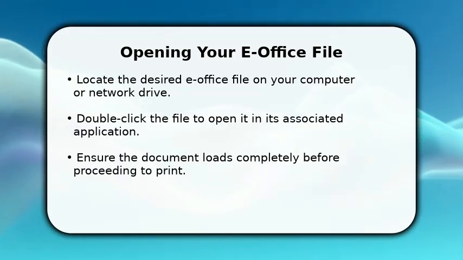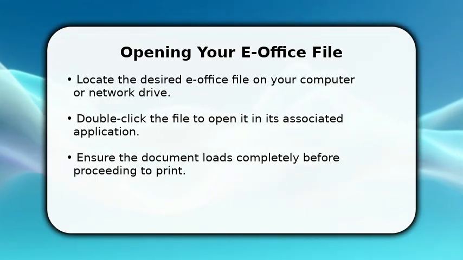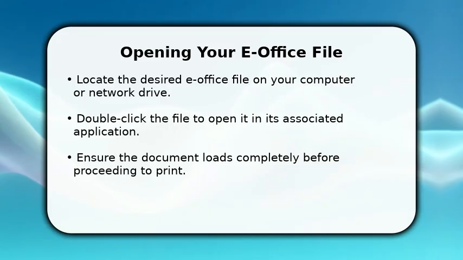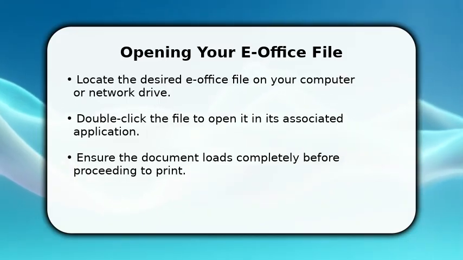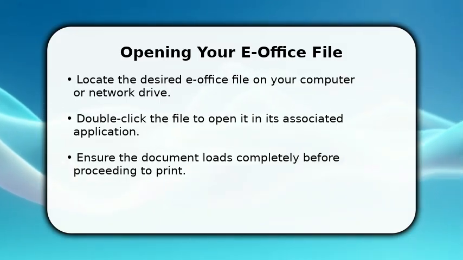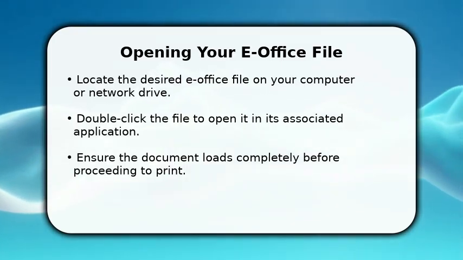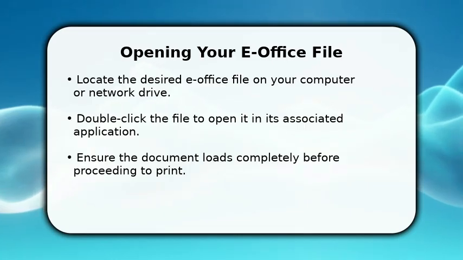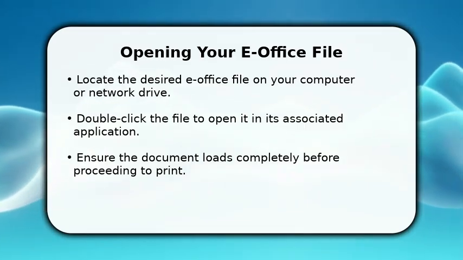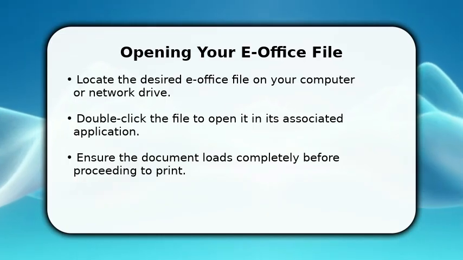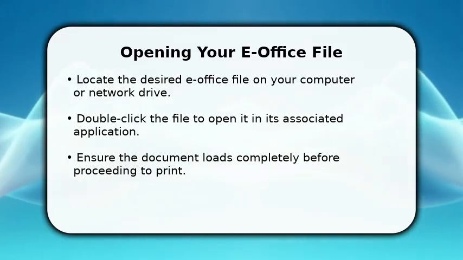In this video, I will explain how to print an eOffice file step by step. First, you'll need to locate the specific eOffice document you wish to print. This could be on your computer's desktop, in a Documents folder, or on a shared network drive. Once you've found it, simply double-click the file to open it in its corresponding application, like Microsoft Word or Adobe Reader. Make sure the document loads completely before moving on to the next step.